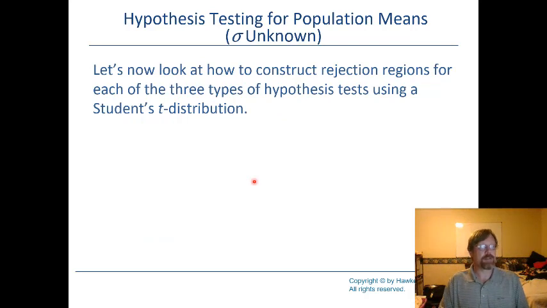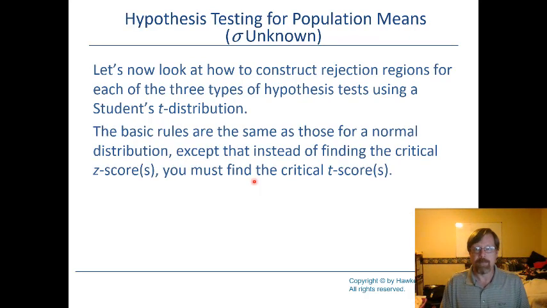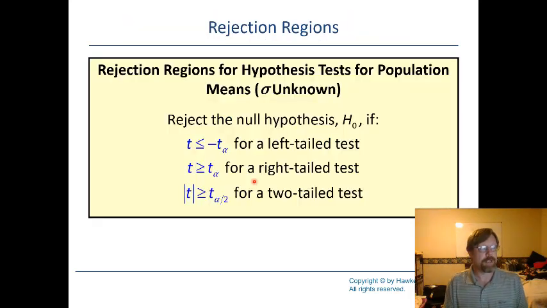Okay, so let's talk about constructing regions with the student's t-test. Basic rules are exactly the same as with z-scores, except we're using the t-score instead of the z-score. Again, we'll reject the null hypothesis if t is less than or equal to the negative of the critical t-score for a left-tailed test. We'll reject if t is greater than or equal to the critical t-score for a right-tailed t-test, and we'll reject if the absolute value, that's positive or negative, of the t-score is greater than or equal to the critical t-score.